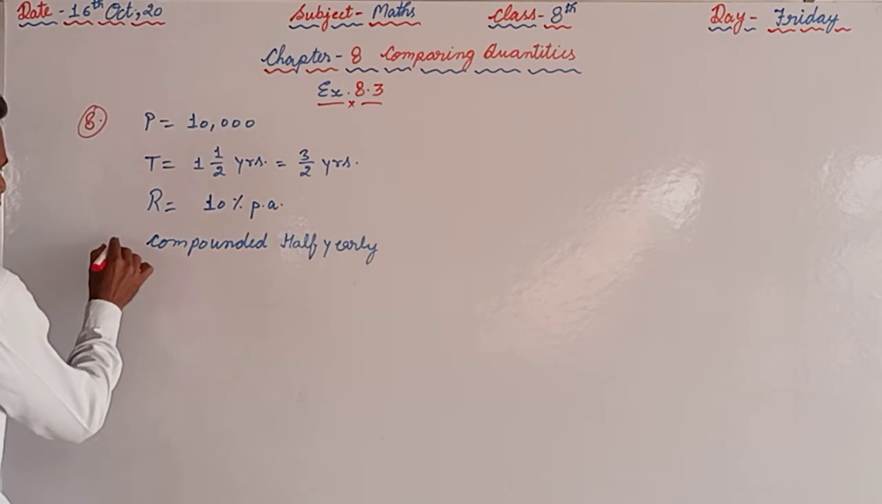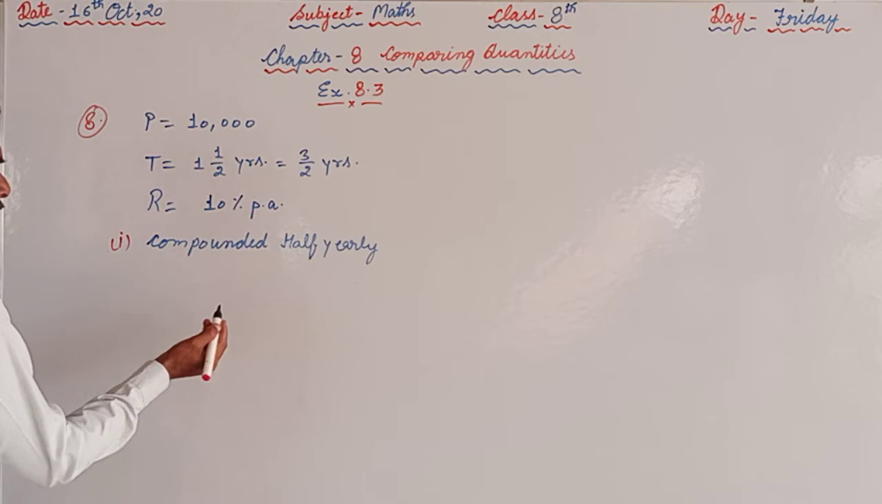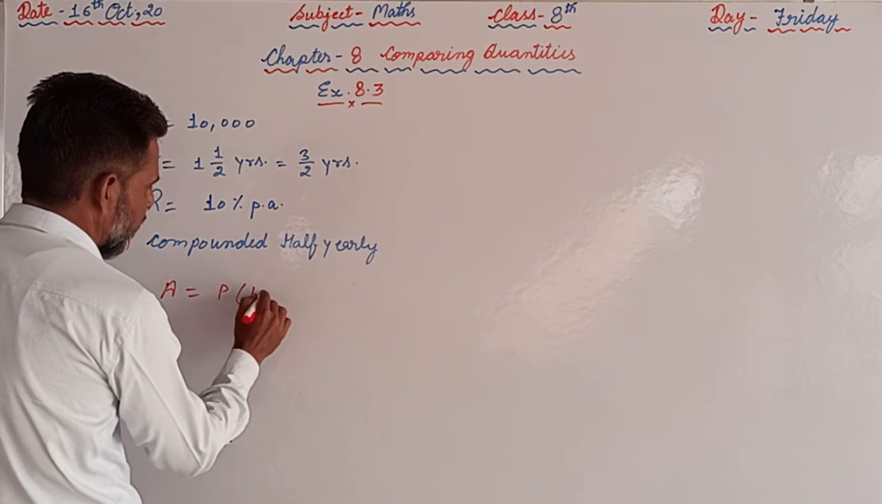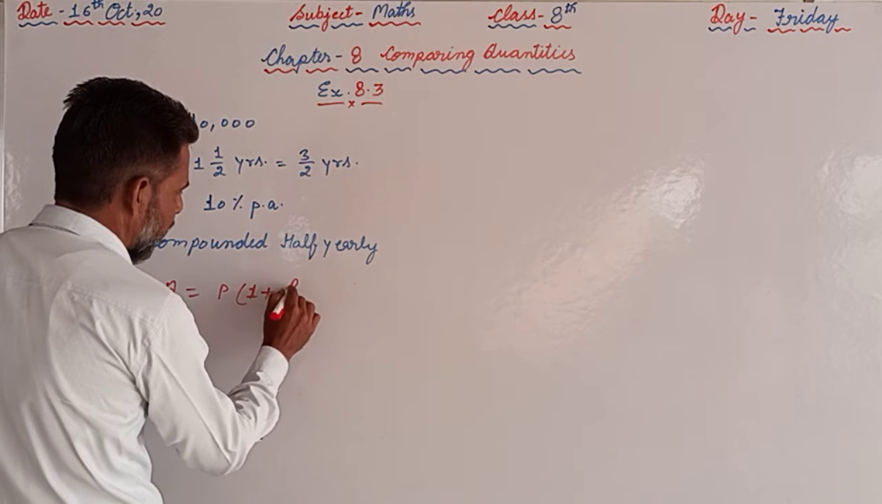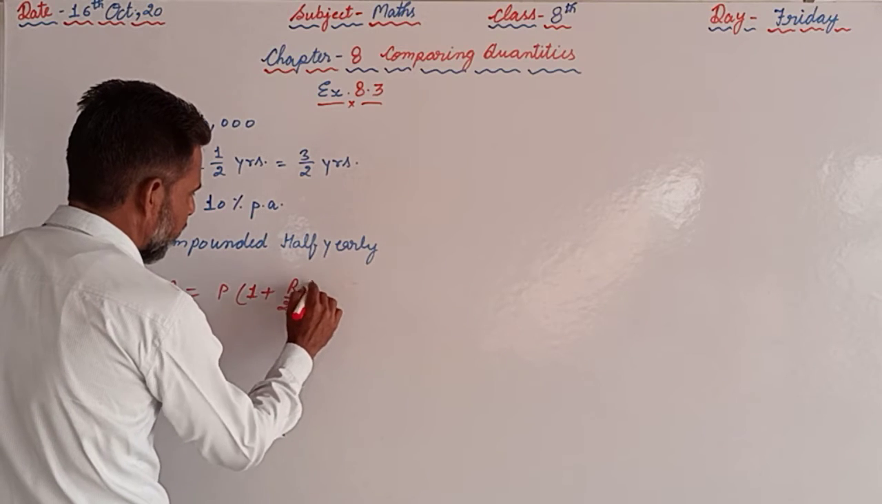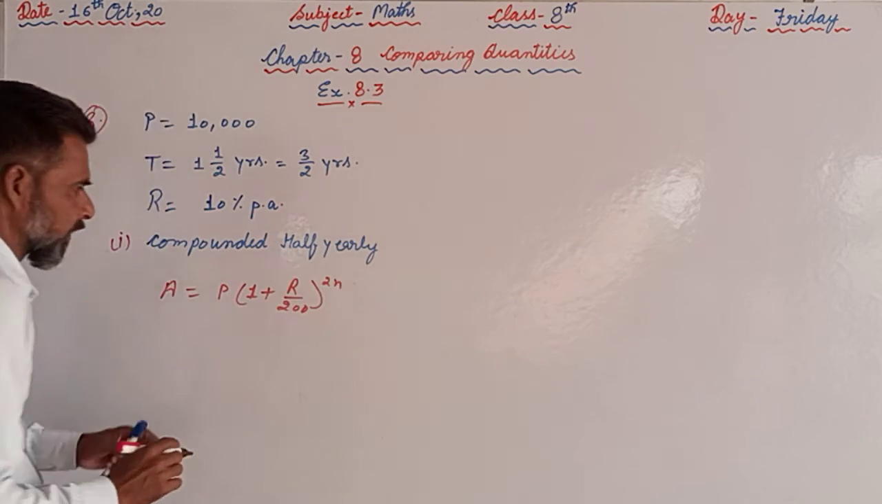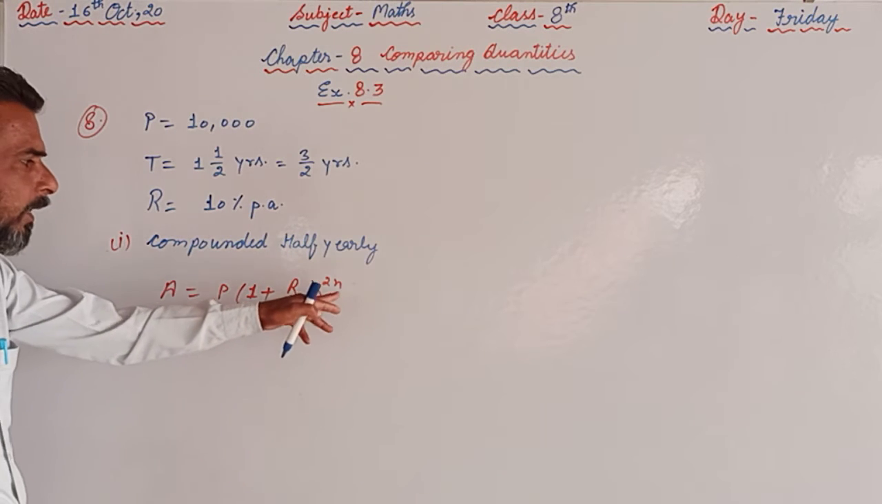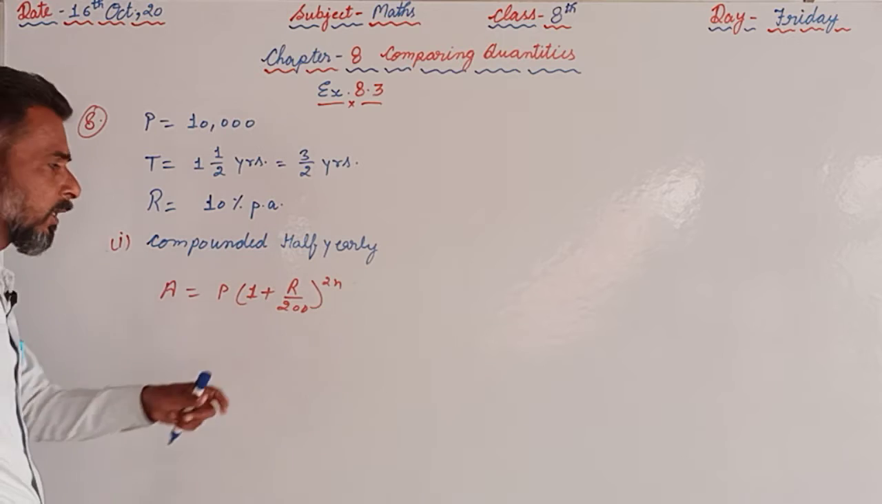First case is when that is compounded half yearly. So the amount will be equals to P into 1 plus R upon 200 raised to power 2n. That is for half yearly. For half yearly, in place of 100 it becomes 200, and in place of n it becomes 2n.